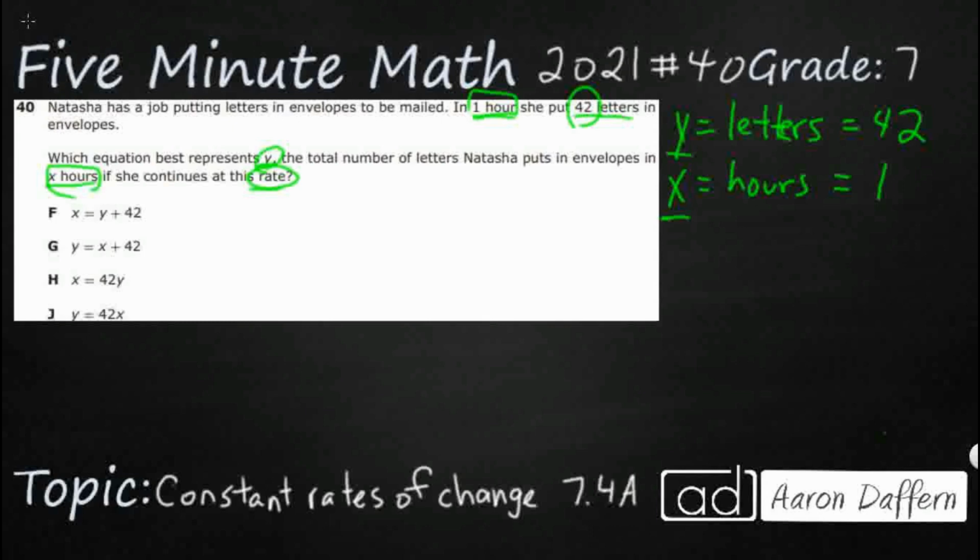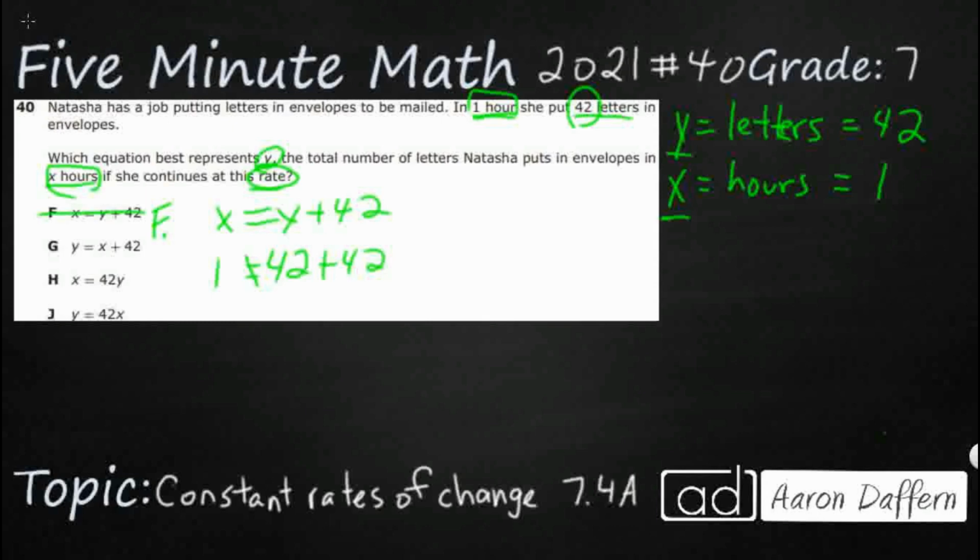So let's try x equals y plus 42. That's our F option right there. Let's just plug in the numbers, see what works. So our x equals 1, y equals 42 plus 42. Yeah, not in this universe. So F is definitely not going to work.